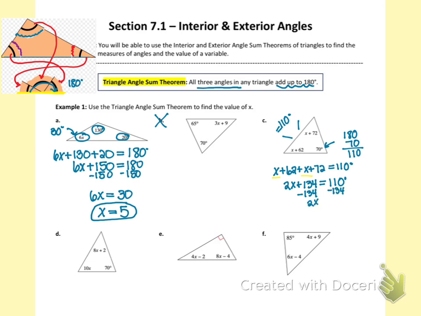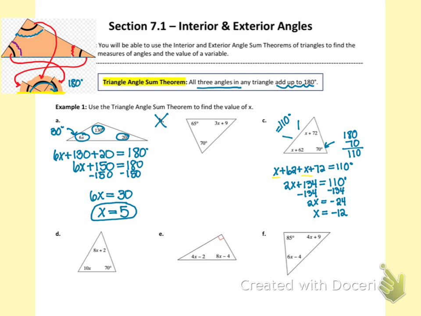Now this might start to look like it's a little bit scary because you're like, well, wait a minute, it looks like I'm going to get a negative answer for this, because when I take 134, subtract it from 110, I end up with negative 24. And then if I were to divide by 2, I get negative 12. Now you're thinking, well, angles can't be negative. Well, the angles aren't going to be negative.